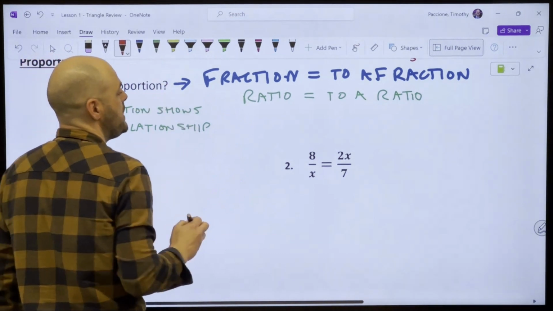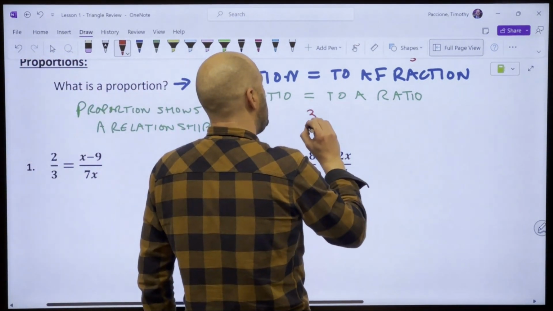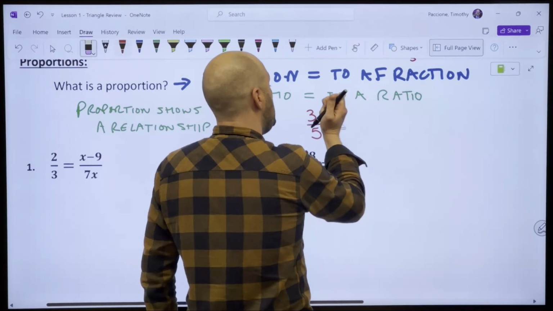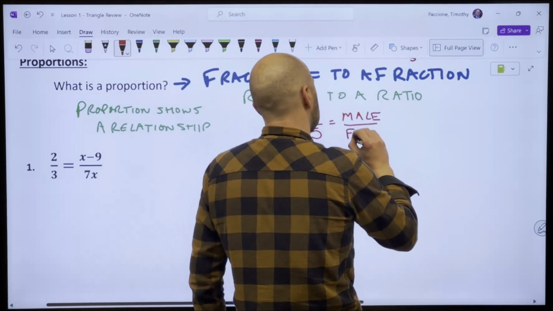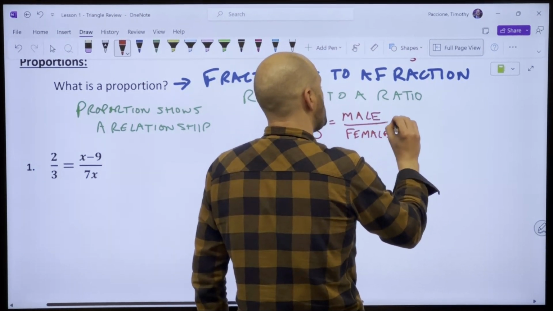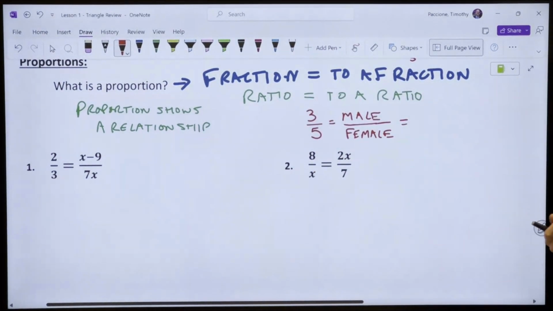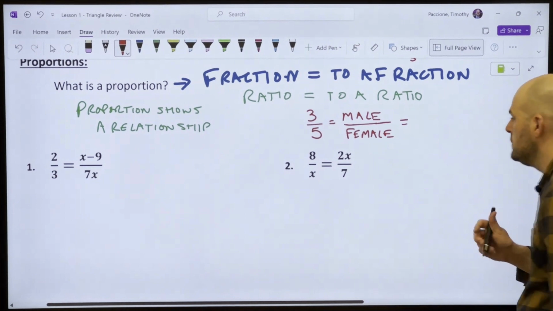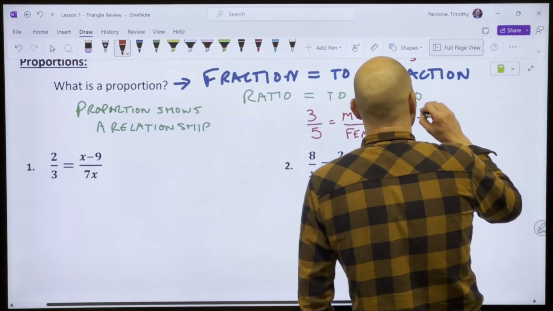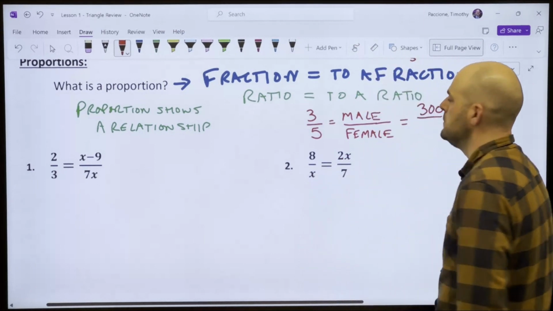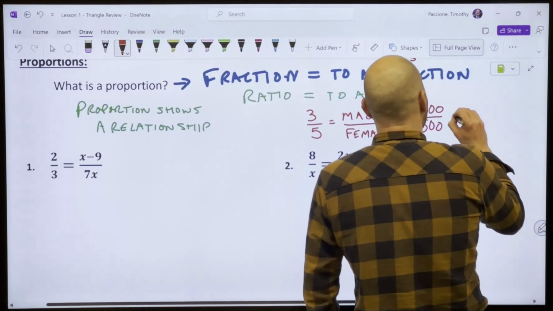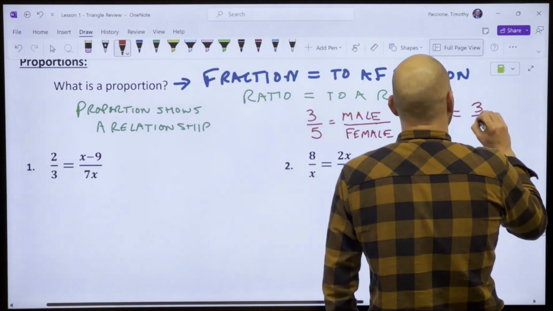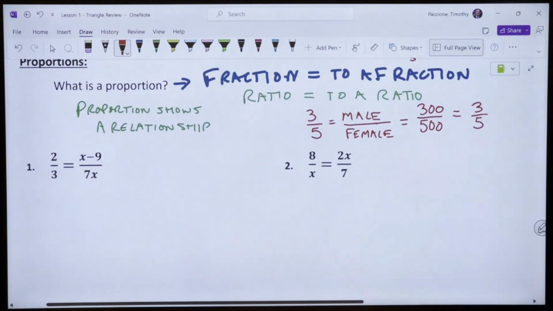So let's go with that example. 3 to 5 is the male to female proportion at a school, right? And then I tell you, well, actually, I just counted all the males. And it turns out there are 300 males. Could you tell me how many females there are? How many? 500. Why? Because 300 500ths equals 3/5. That's the relationship. That's the ratio. That's the proportion.